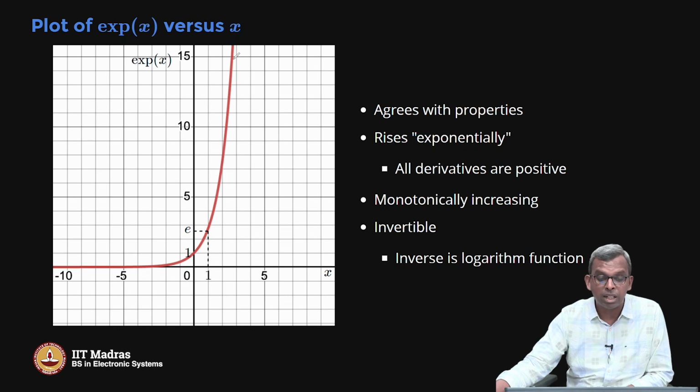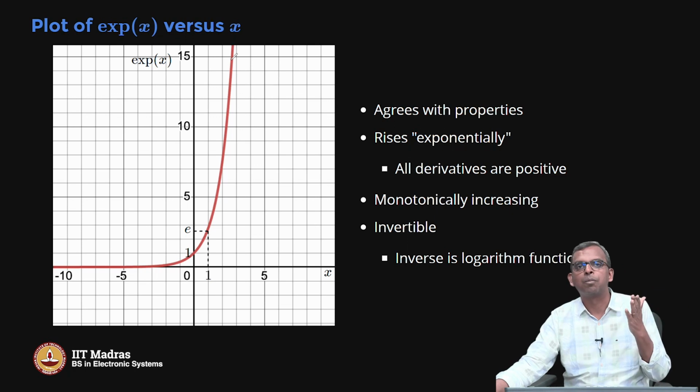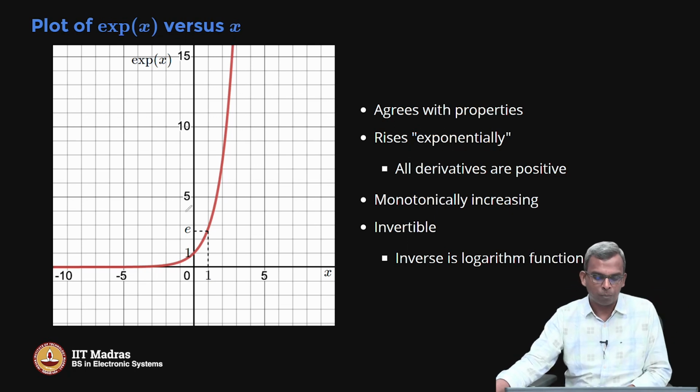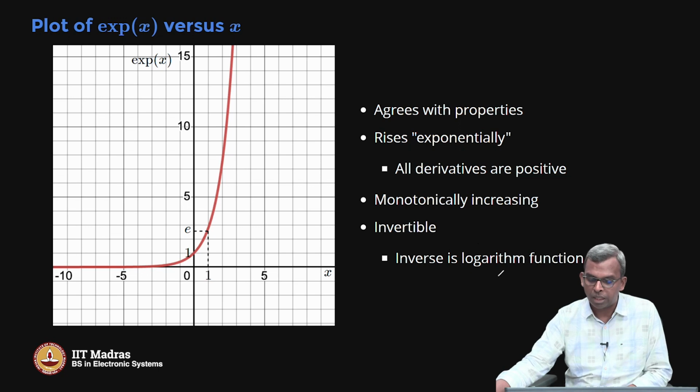What is the derivative of exp of x? It's exp of x itself, which is positive for all x. So the derivative is also positive and it's monotonically increasing. Because of the monotonically increasing nature, we have seen the inverse of a function, right? Any monotonic function is invertible. So the inverse of e power x is called the logarithm function. Okay, we won't see the logarithm function immediately. We'll see it a little bit later. But this is also a very important special function, okay, as important as the exponential function.